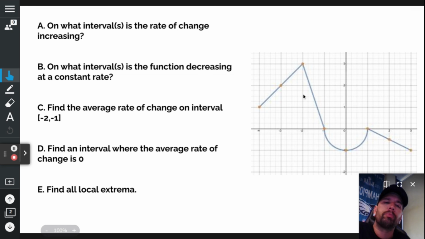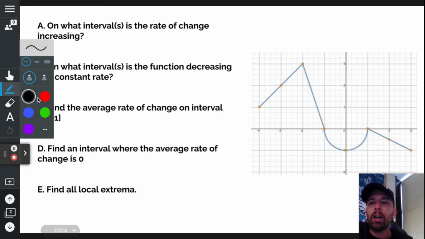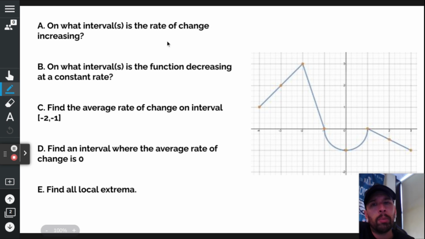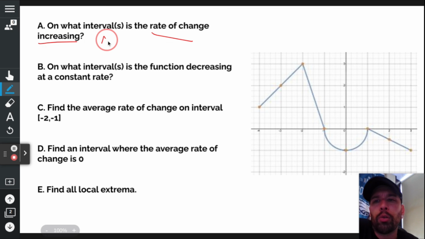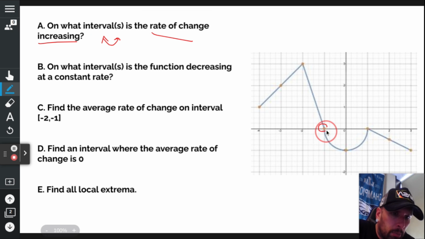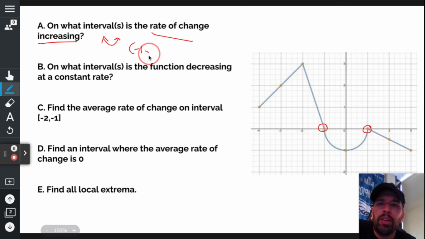Right off the bat, I have a picture, linear, linear, concave, linear. On what intervals is the rate of change increasing? Now, be careful with the verbiage. This is something I know I have to be careful of. Rate of change increasing does not mean positive slope. Rate of change increasing means concave up. So concave up appears to be in between that number, which is -1, and that number, which is +1. So the answer to this guy is going to be the interval -1 to +1 and only that.